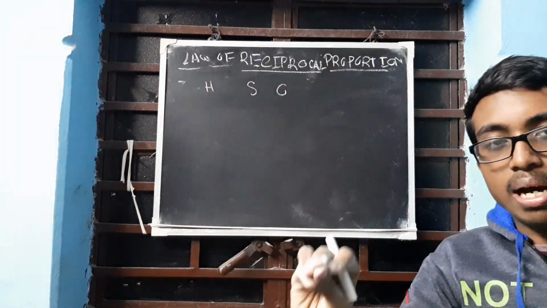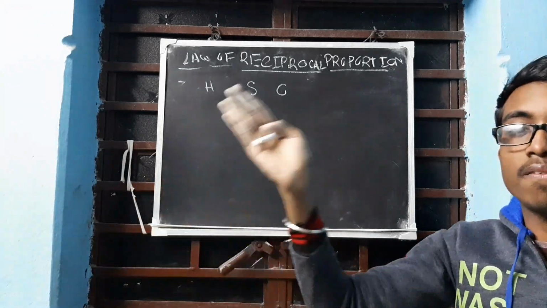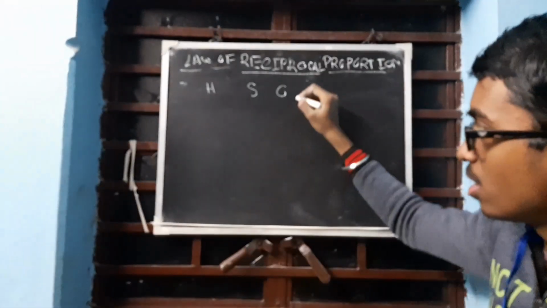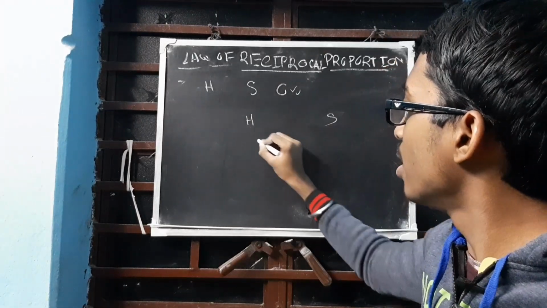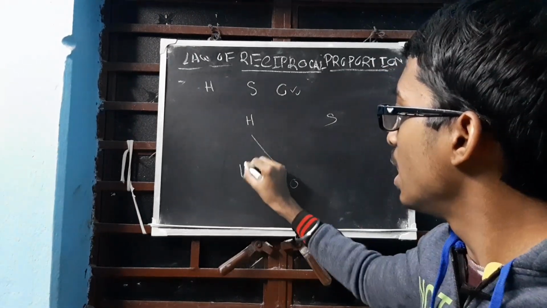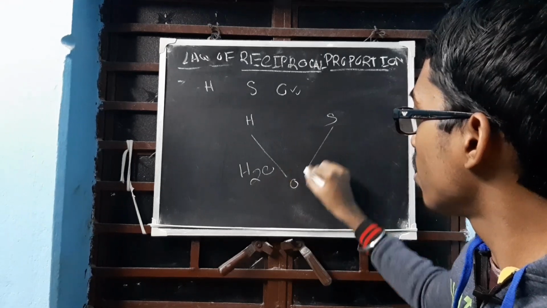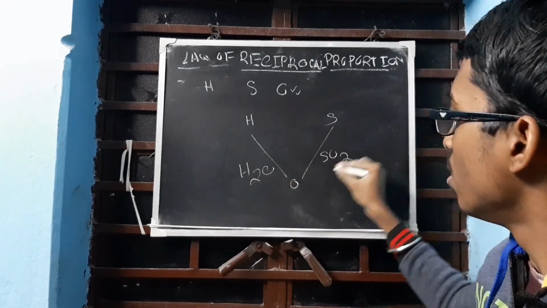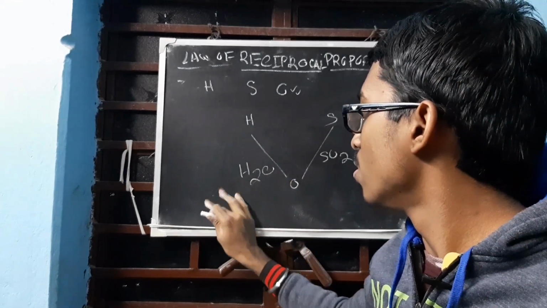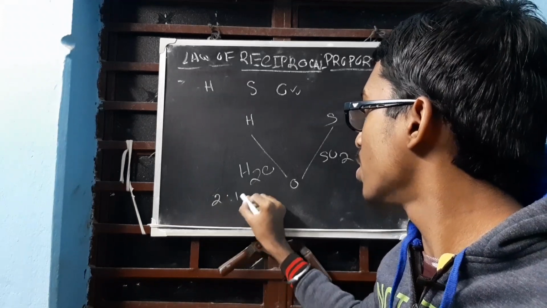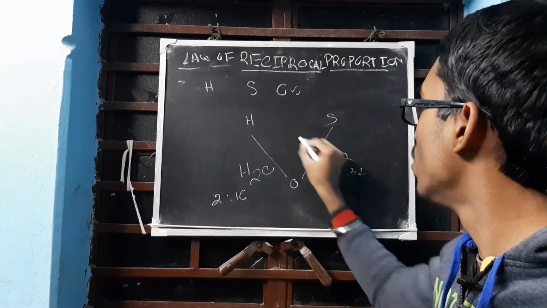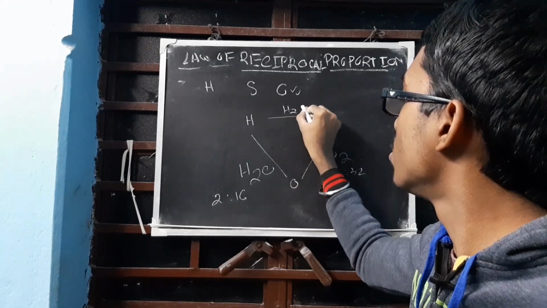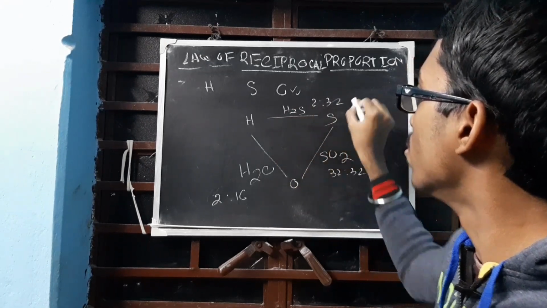3 elements, out of which 2 elements will be combining with a fixed mass of the third element. We have taken the third element as oxygen. So hydrogen over here, sulfur over here: hydrogen with oxygen, H2O, ratio 2 is to 16; sulfur with oxygen, SO2, ratio 32 is to 32. Here they will form H2S, ratio 2 is to 32.